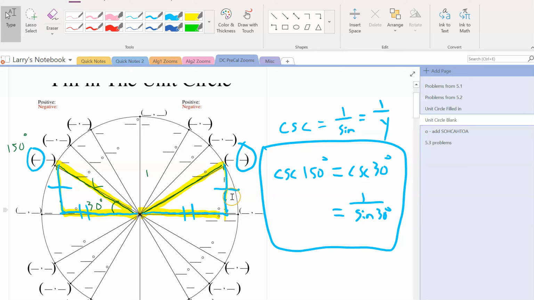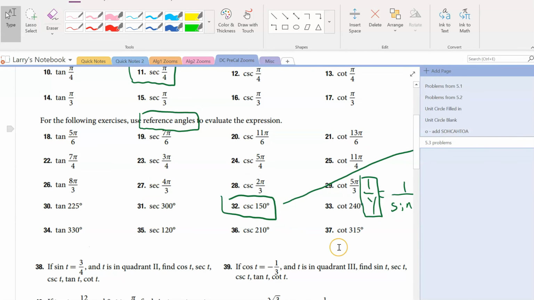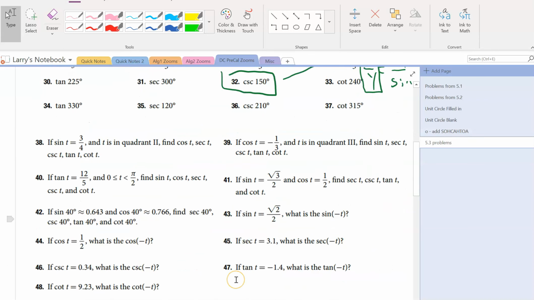The ratio of the vertical distance over the hypotenuse being 1, so it's just the y coordinate, or 1 over y in the case of cosecant. All right, so that's how you handle 18 through 37. Now we'll look at problem number 38.